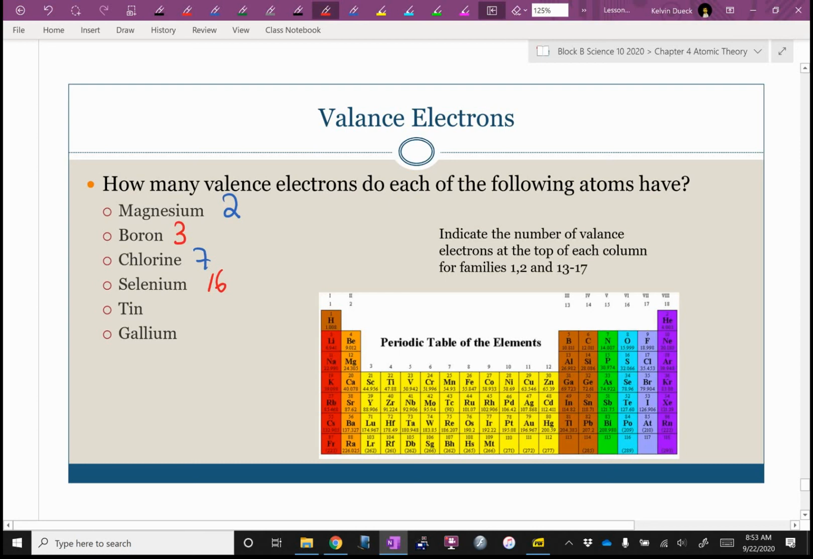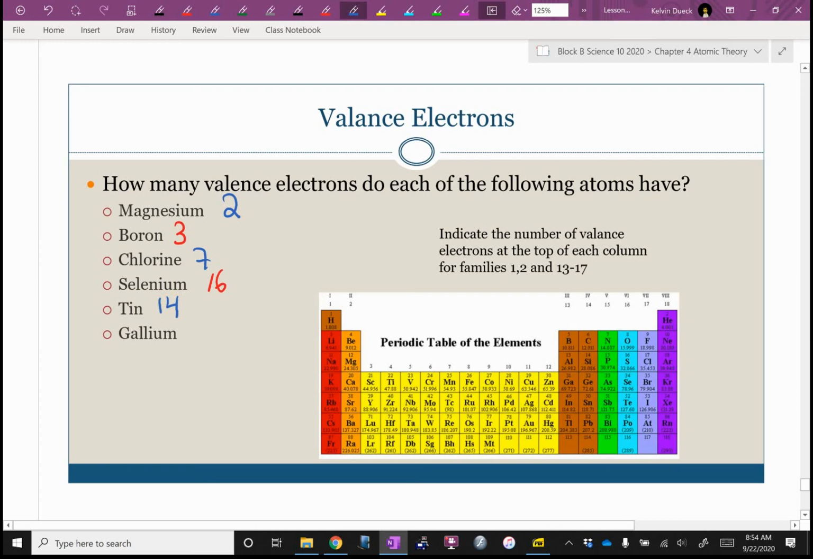So tin is SN, element number what, Mesa? Did you say SN? Can you get out your pink periodic table? Okay. What element number is SN? 50, so find element number 50. How many valence electrons does it have? 14? 1, 2, 3, 4, 5, 6, 7, 8, 9, 10, 11, 12, 13, 14.